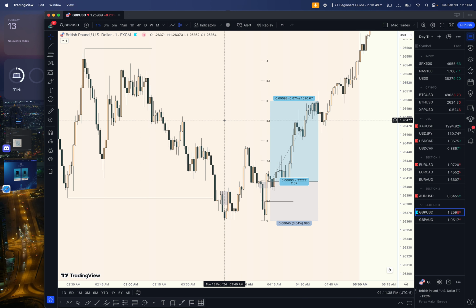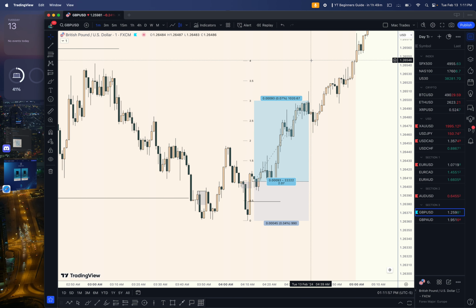So a very profitable morning. If we add up everything, that's going to be 5.8% on Euro USD plus 2.07% on GBP USD, totaling about 7.87% return on investment, day trading using the fuel trading model.